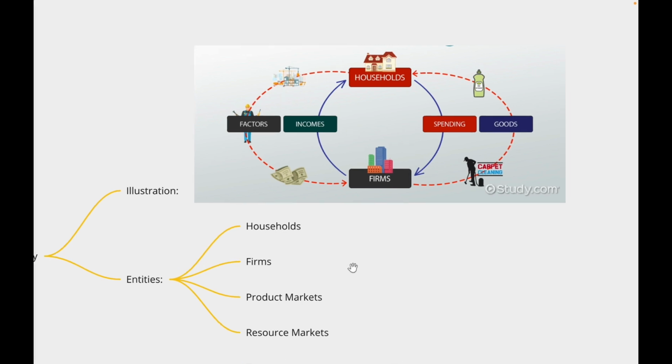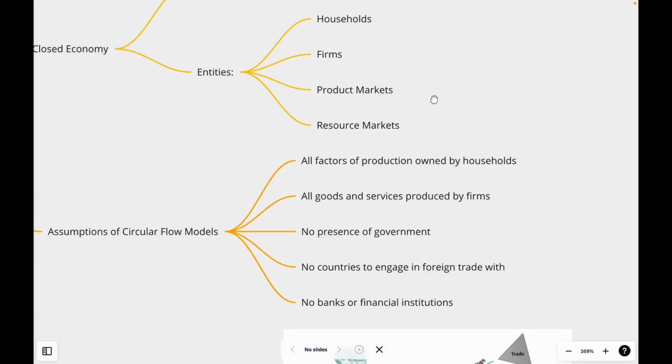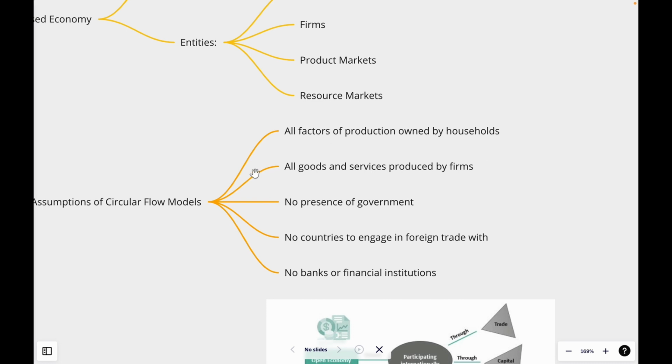And they rely on a few assumptions. Firstly, the households own all the factors of production. We own the land, the labor, the capital, and the entrepreneurship. We are the main resource and the fundamental origin of these. Next, the firms produce all goods and services. This is direct because who else would be providing the goods and services if not firms? They are the producers or the suppliers of the economy.